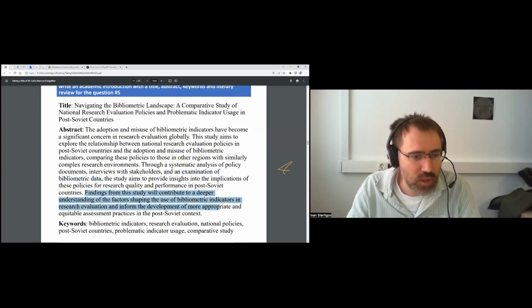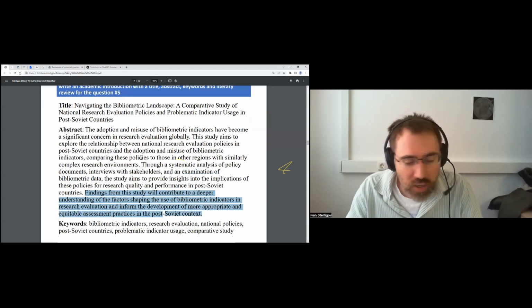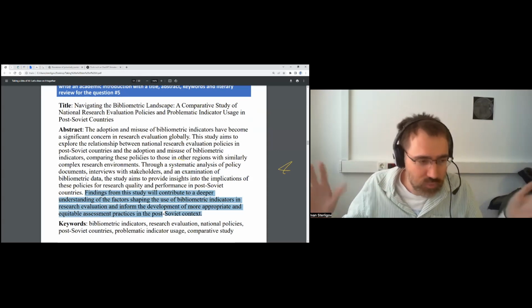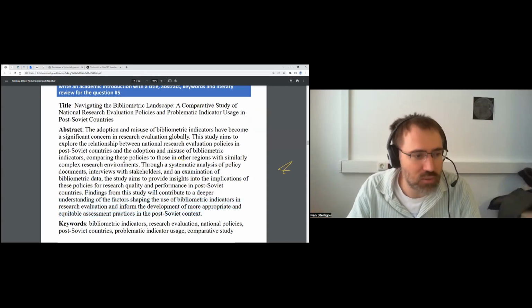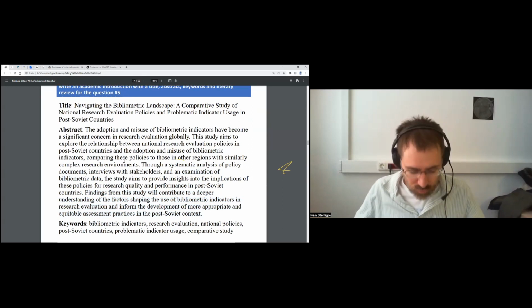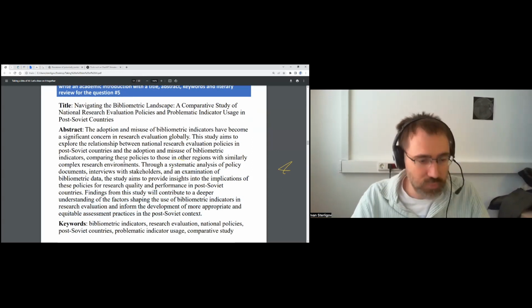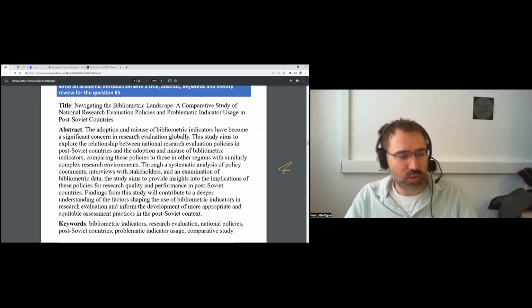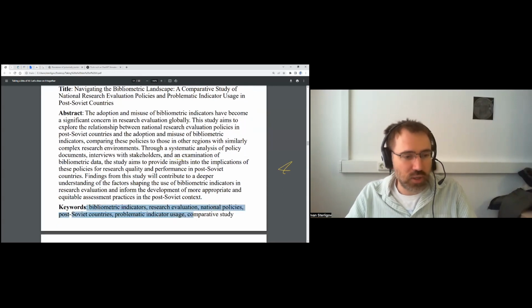Also, the abstract outlines why this is important. So the findings from this study will contribute to deeper understanding and, well, all this rather typical academic language which we all use when justifying why our articles are important. The keywords are okay.